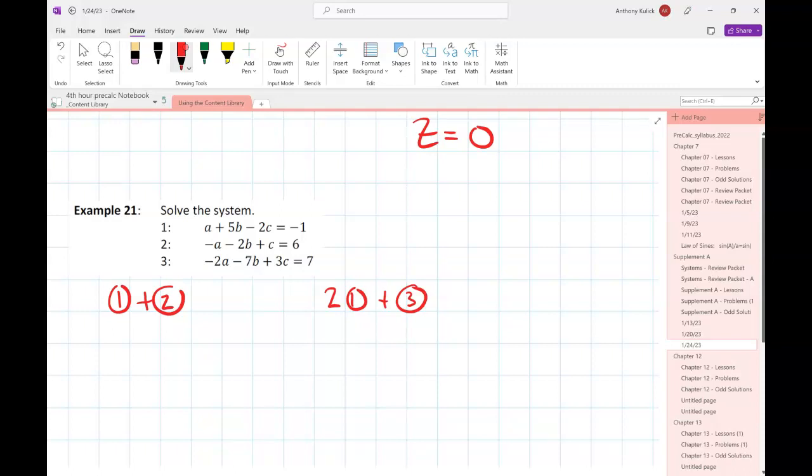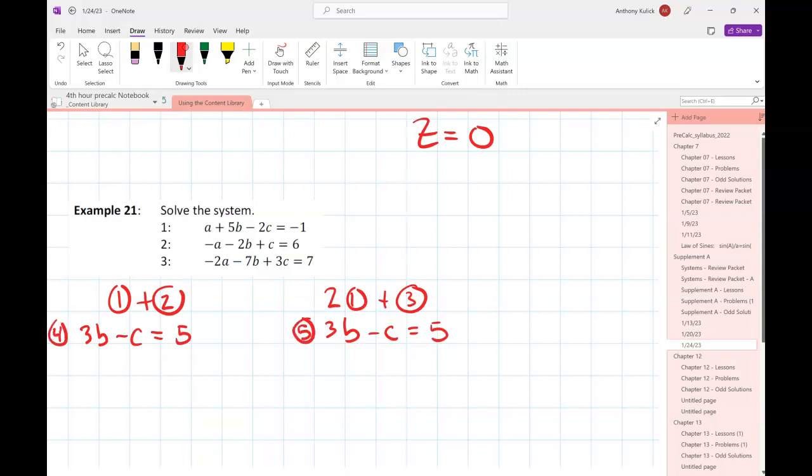Okay, so let's go ahead and do that now. Equation 1 plus equation 2 gives me 3b minus c equals 5. And then 2 times equation 1 plus 3 gives me 10 minus 7, so that's 3b. And then negative 4 plus 3, that's negative 1c. And then negative 2 plus 7 is 5.